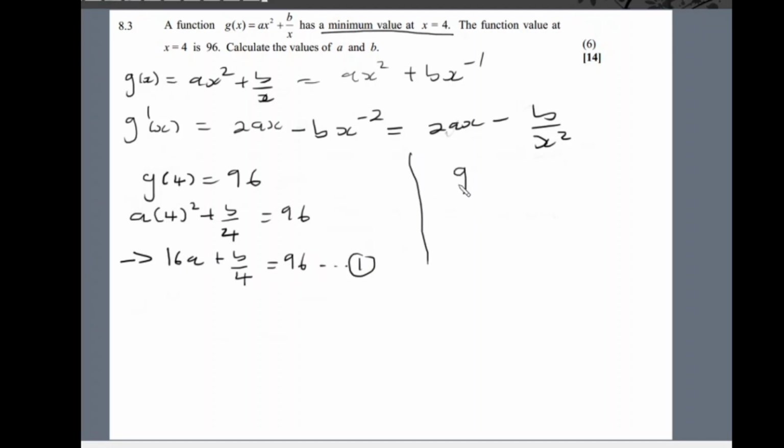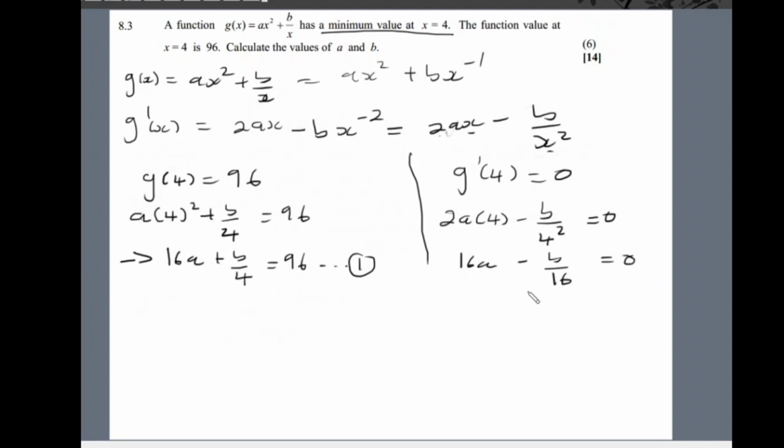And then here I know that g prime at 4 is equal to 0, because I'm told that the function has a minimum value at x equals 4. That's why I know the gradient at 4 is 0. So g prime 4 is equal to 0. G prime is equal to this expression, so wherever I see x in this expression, I'll put 4. I'll have 2a times 4 minus b over 4 squared equals 0, which will be 16a minus b over 16 is equal to 0, right?